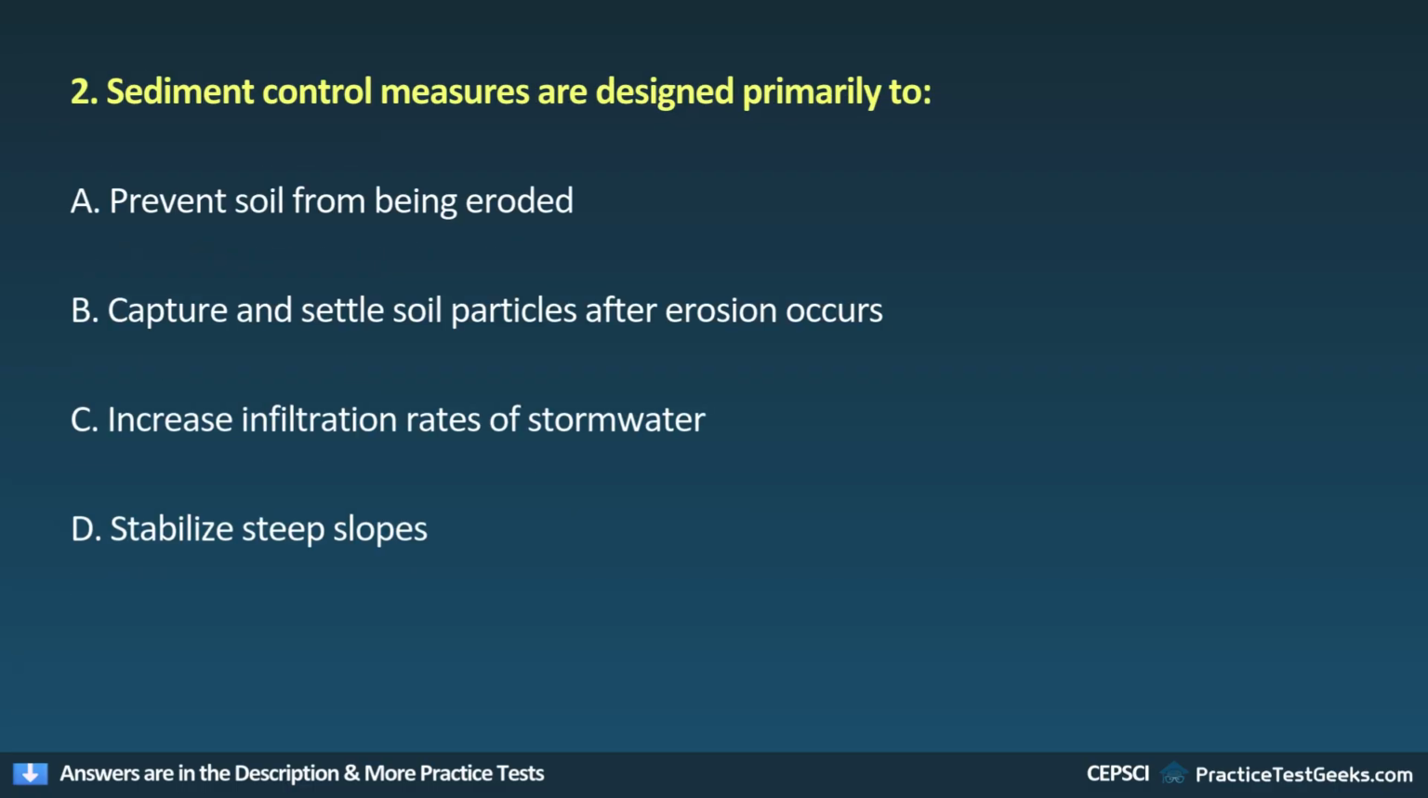2. Sediment control measures are designed primarily to A. Prevent soil from being eroded. B. Capture and settle soil particles after erosion occurs. C. Increase infiltration rates of stormwater. D. Stabilize steep slopes.